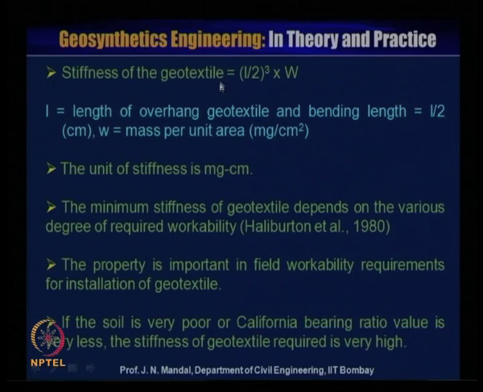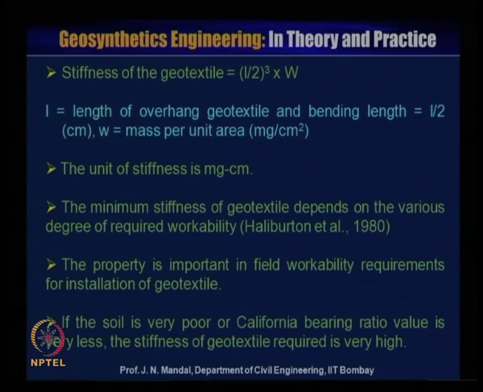So you can see here, this is L, the length of the overhang of the geotextile, in centimeter, and the weight is in mg per centimeter square. So the unit will be mg centimeter. The minimum thickness and stiffness of geotextile depend on the various degrees of required workability, as per Halliburton et al., 1980. The property is important for the field workability requirement for installation of geotextile.